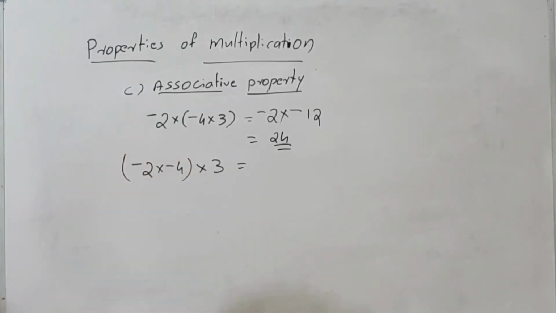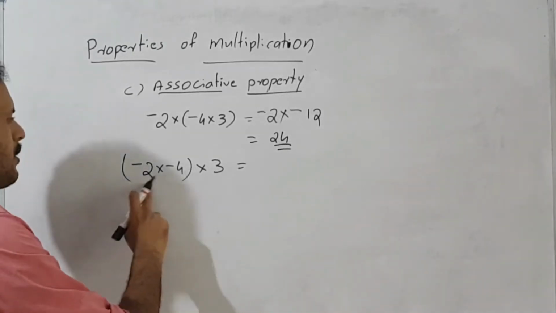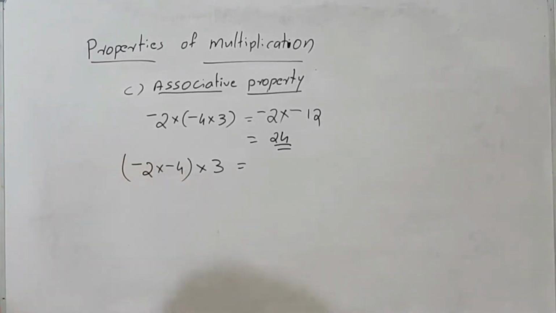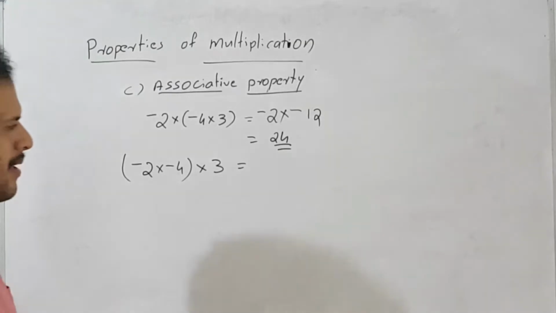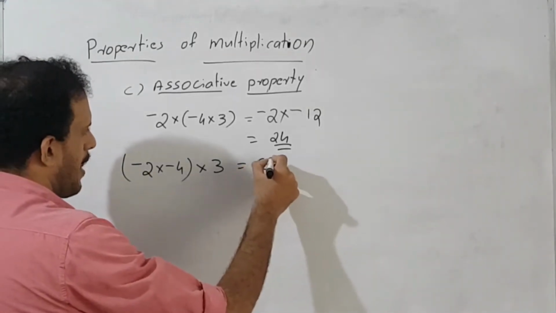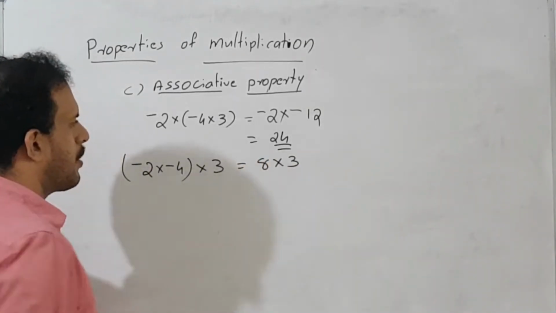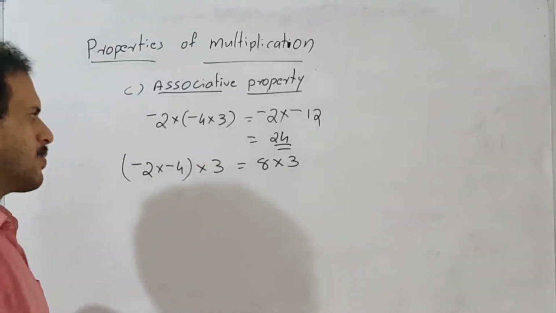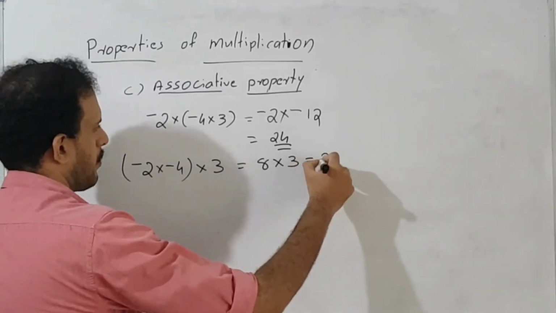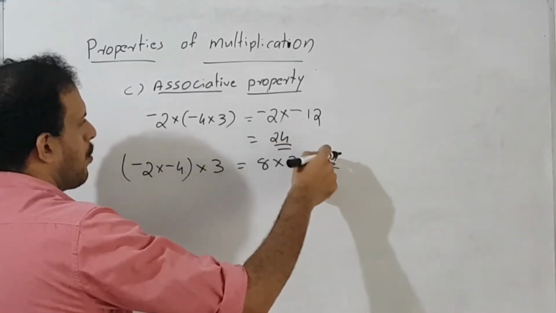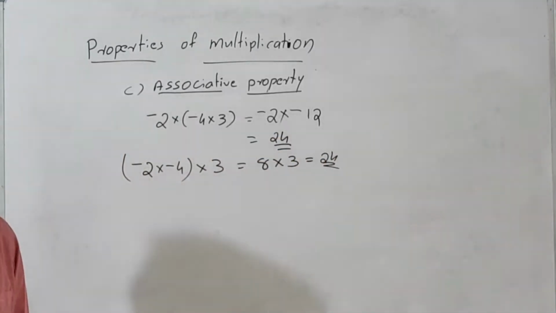First I multiply minus 2 and minus 4. Then what is the result? Both are negative, so the answer is positive. Then 2 into 4 is 8. 8 into 3. What is 8 into 3? 8 into 3 is 24. The answer is positive, correct? In both cases we got the same answer, 24.